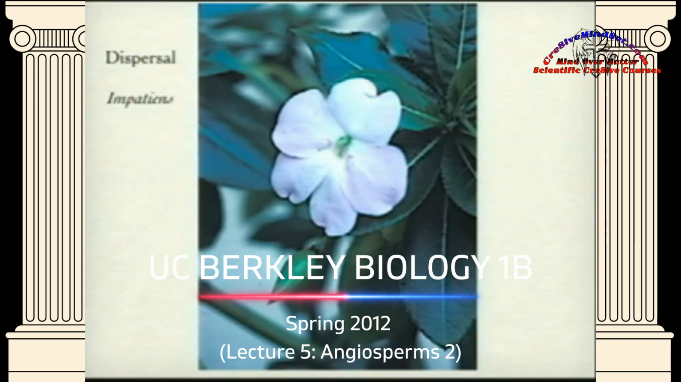This is a plant which grows right here on campus. There's a big plant of this up by Evans Hall, if any of you are up there. This is called impatiens, and its dispersal is by touch. Here is the fruit of the impatiens. This is the ovary wall you're looking at.